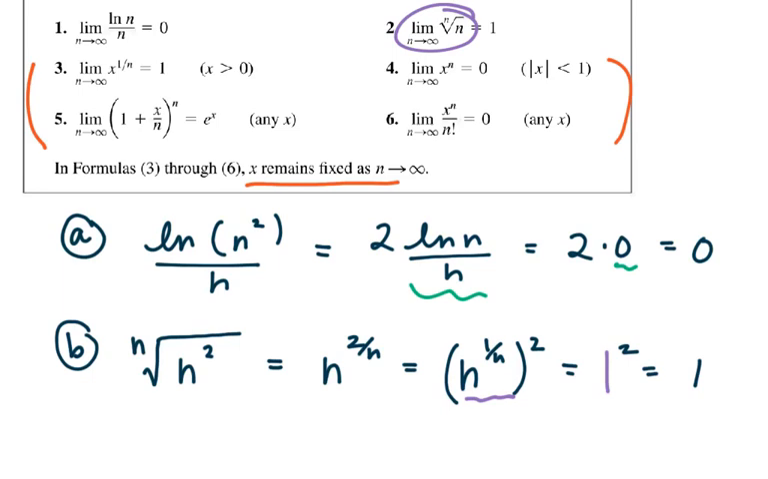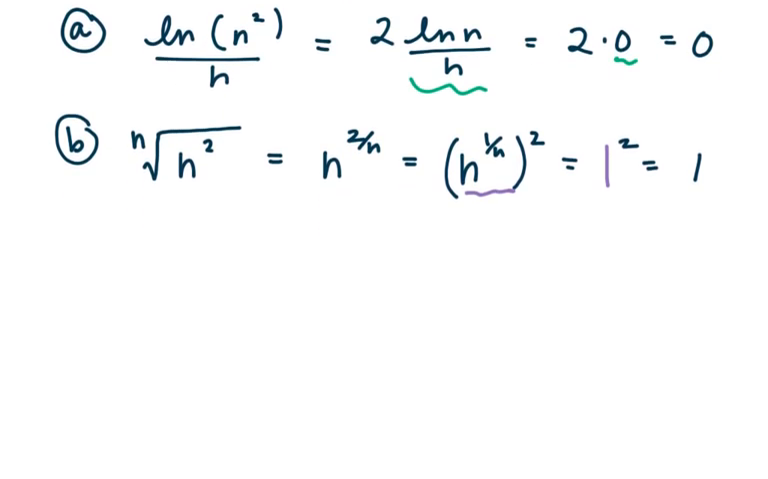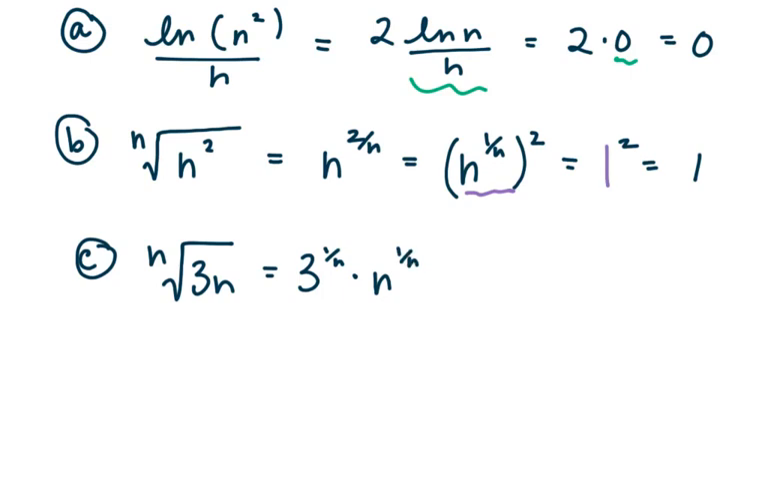So we use a little bit of algebra to manipulate these so that we can figure them out. C here, the nth root of 3n. That looks very messy. The nth root of 3n is the same as saying 3 to the 1 over n times n to the 1 over n. And both of those are going to go to 1. So we get 1.